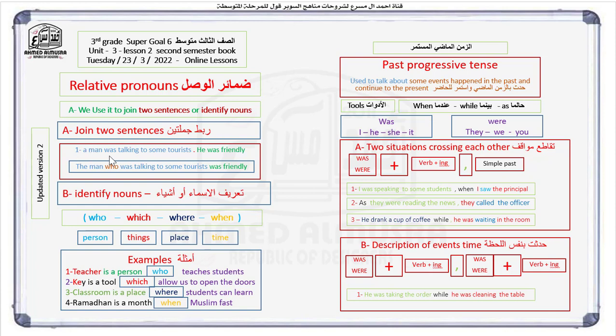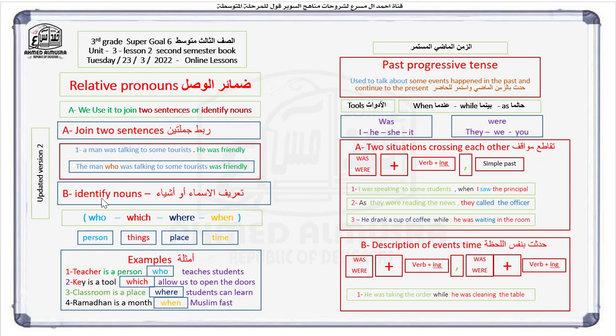Number one, a man was talking to some tourists. Or the man was talking to some tourists. He was friendly. So I'm going to join these two sentences to become one. Look at the result: The man who was talking to some tourists was friendly. Here we add a relative clause, or relative pronoun, in the middle of the sentence just to identify the man and his action. How is his behavior with the tourists? Friendly. Great.